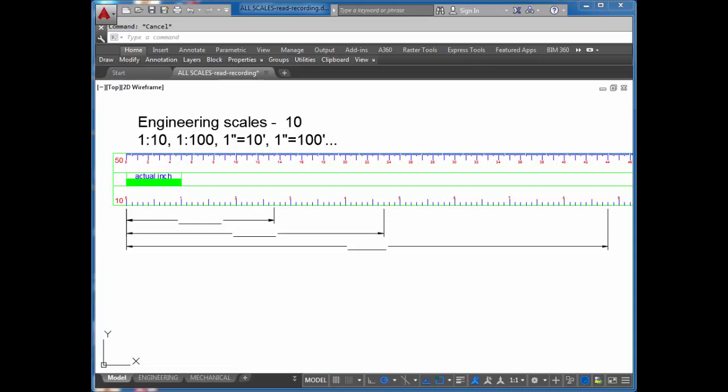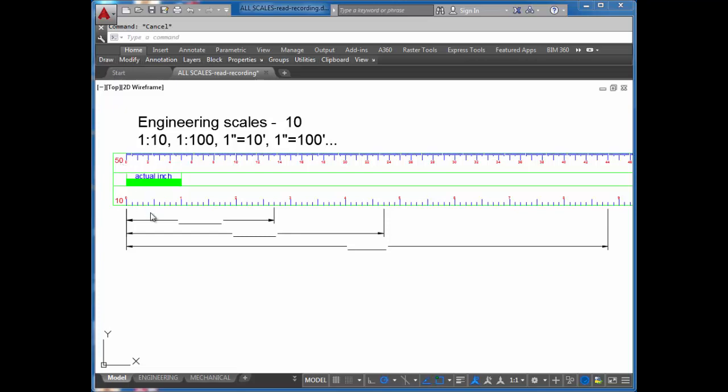Here we're looking at an engineering scale. Engineering scales have a number 10, 20, 30, 40, 50 next to them, and they indicate how many tick marks have been divided into an actual inch. So here we have the 10 and the 50 scale for engineering.